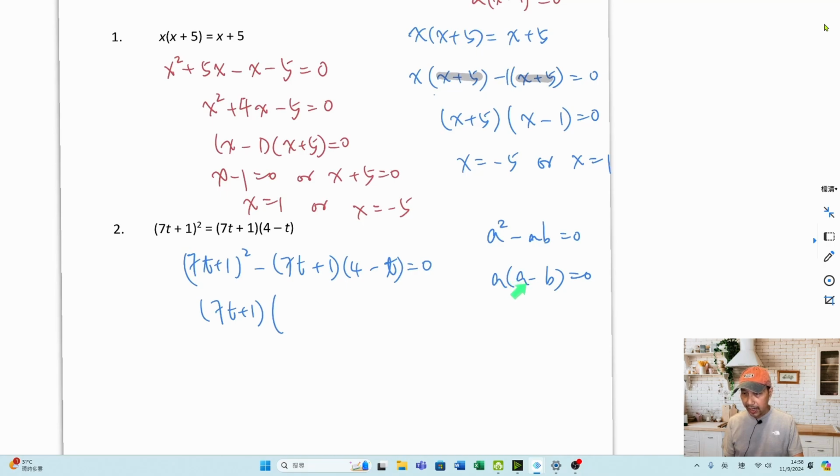Okay, a is 7t plus 1. So the next step is (7t plus 1) minus (4 minus t) is 0. Please pay attention that I have used two brackets to contain 7t plus 1 and 4 minus t, because the sign is minus, so we need to be more careful. We need to change the sign of the second bracket.